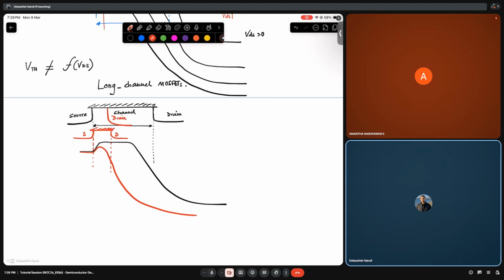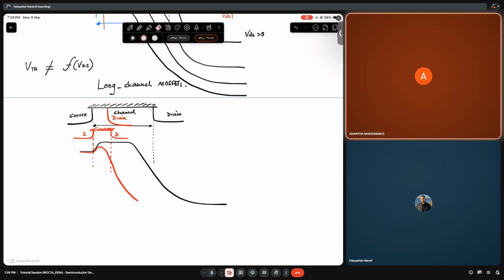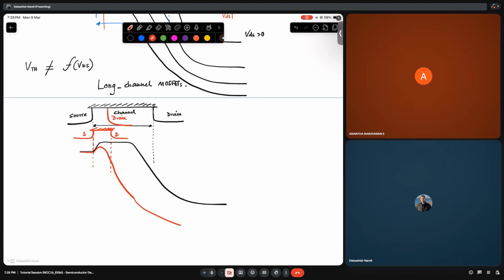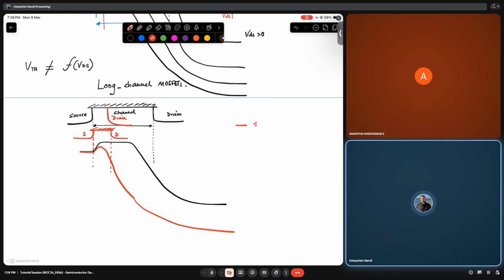You see the long channel case and the short channel case. What is the difference? Difference in channel length, sir. The red one is a short channel device, okay? And the black one is a long channel device. So what is the difference? Let's assume that in both cases, VDS equals 1.8 volt.